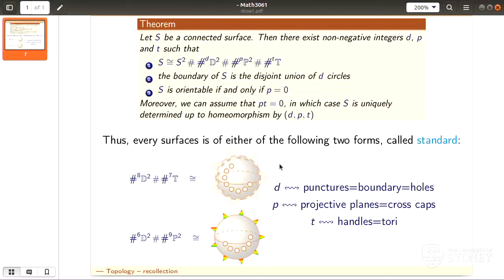What we always want to count are those numbers d, p, and t, and because there are only two standard forms, either p is 0 or t is 0. As soon as you see a surface, you want to decide whether t is 0, whether p is 0, and how many of the others we have. This one theorem summarizes everything, and it is obviously really, really important.